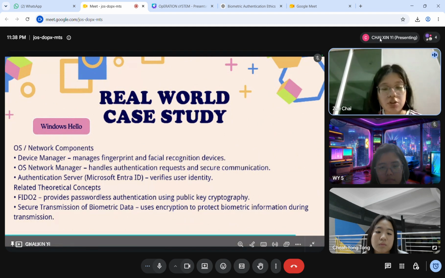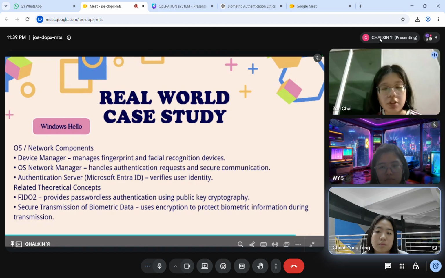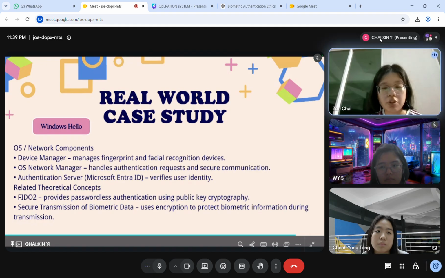And this case study is related to two theories in the reports. The first one is the FIDO2 protocols, which use the public key cryptographies to provide passwordless authentications. And the second is the secure transmissions of biometric data, where the encryption is used to protect the biometric data from being stolen, especially to reduce the phishing attacks and also the credential theft.